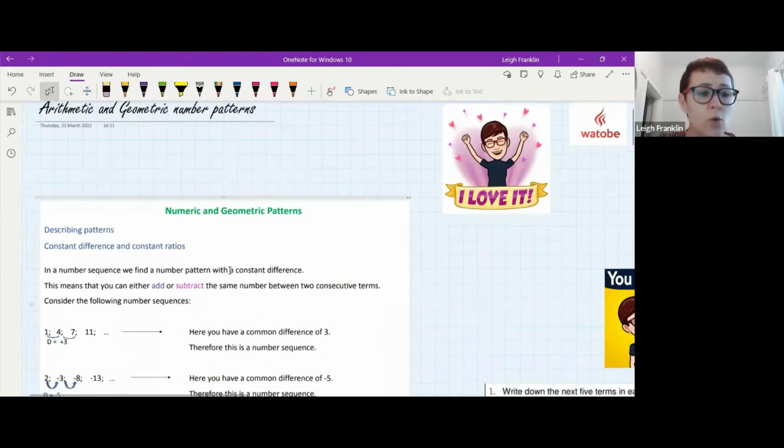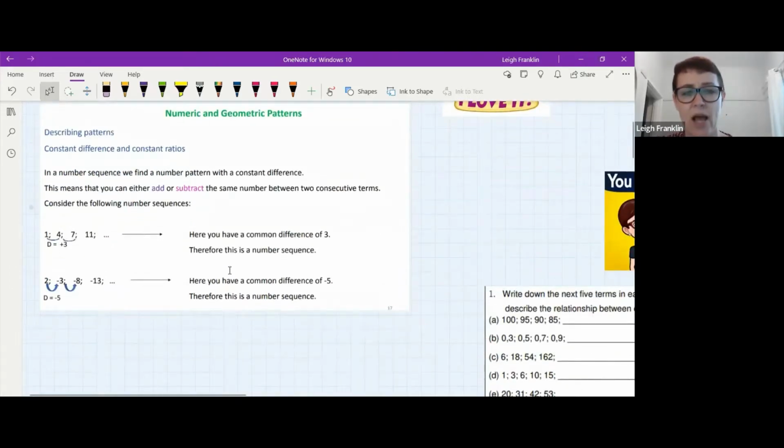Okay, so when we talk about a number sequence that has a constant difference, let me just highlight that for you in yellow, a constant difference, we are talking about number patterns where you either have to add or subtract the same number to move between two consecutive terms. Do you know what the word consecutive means? Does anybody know what the word consecutive means?